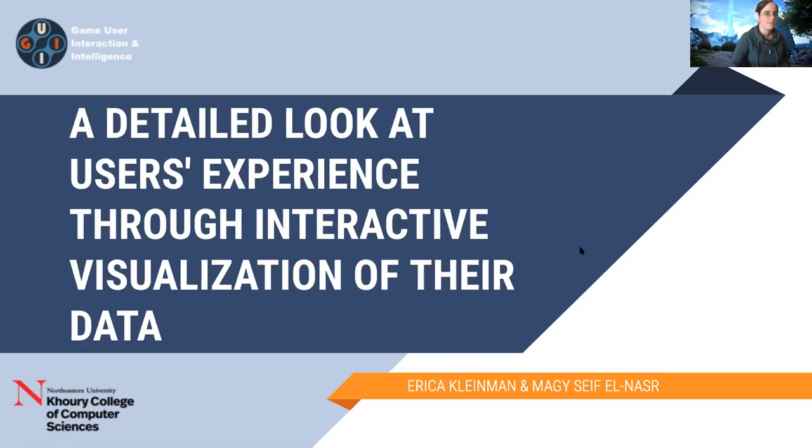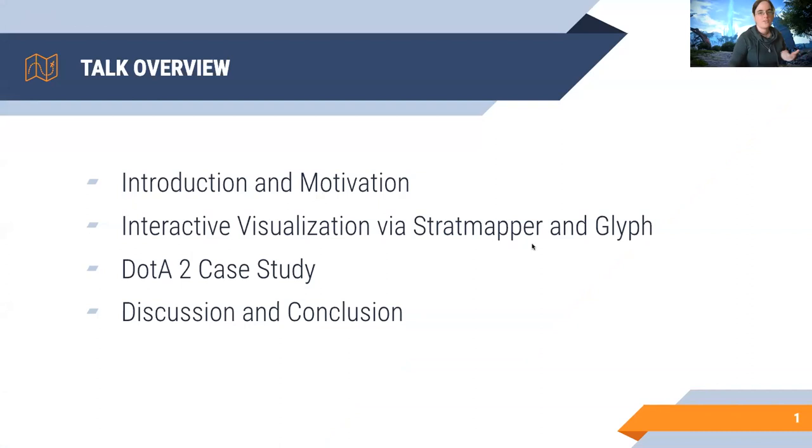So just a brief overview, I'll start by introducing the topic and the motivation behind this work, and I'll then introduce you to StratMapper and Glyph, which are interactive visualization systems that we've developed in our lab to facilitate context-aware data analysis. And I will then demonstrate how these can be used to extract meaningful strategic insights both independently and together, and I'll go over a case study we did where we used data from the esports game Dota 2, and then I'll wrap up with a conclusion and some discussion of future work.